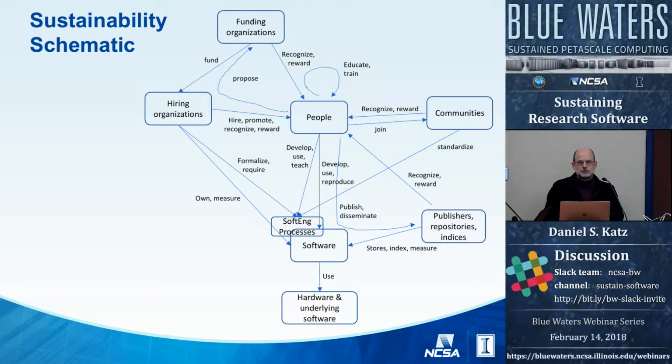but I just wanted to lay this out to say that there are these different, let's say, nouns in some sense that we have: funding organizations, hiring organizations, people, communities, software itself, publishers, hardware and underlying software, and software engineering processes. And then we have a set of actions, and the different things can act on other things. And I've, again, tried to explain here and define some of the ways in which those happen.